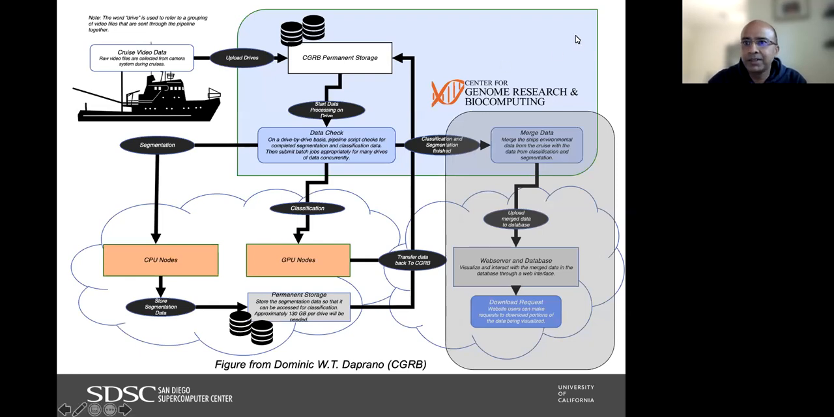Okay, so this is the workflow that they had. Basically, they go on deep sea expeditions and have some undersea cameras. They collect data, push it to their center, which is CGRB, which stands for Center for Genome Research and Biocomputing. They have permanent storage there. They do a bit of processing there, and then they transfer the data to the CPU nodes where they do some sort of segmentation. Then on GPUs, they do actual classification, and finally transfer the data back to CGRB.